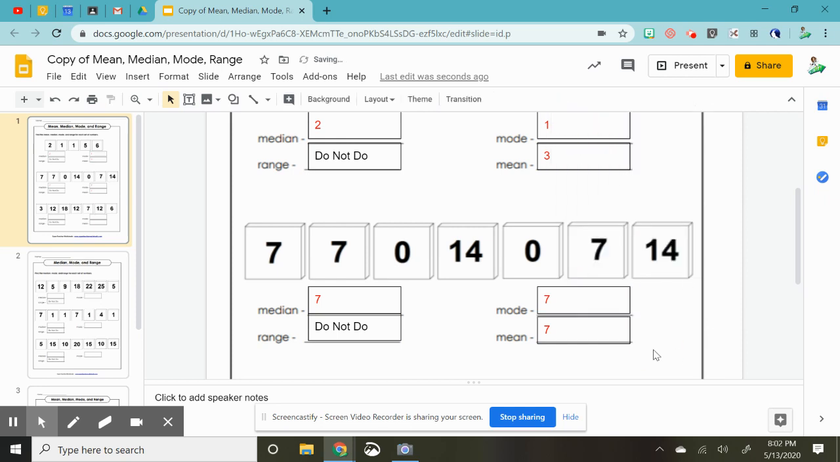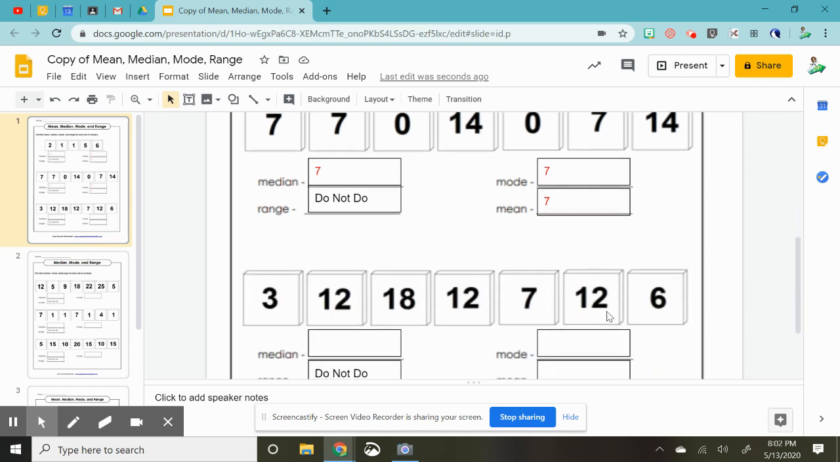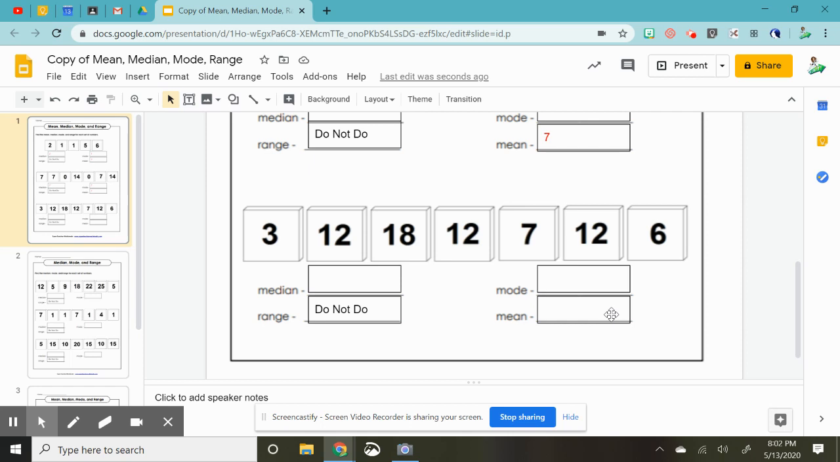All right. We only have one more problem, and it is the hardest, but it is not that bad. We're going to take a look at our data set, and the same thing, we always are going to just write them in counting order. So I have 3, 6, 7, then I have 12 3 times, so I'll write a 12 3 times. And then at the end, I have 18.